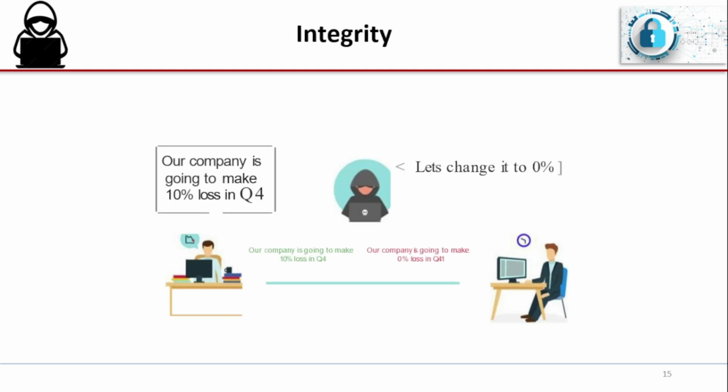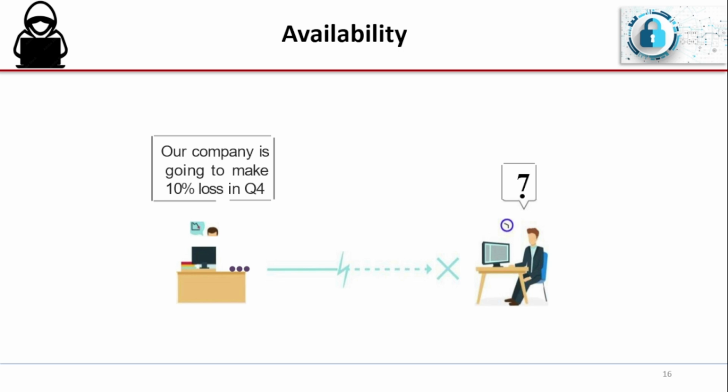Number two, integrity. If the hacker changes that data and converts it to 0% loss, obviously this is going to be havoc for the company, as miscommunication is happening. So that's why integrity is necessary. What if availability is compromised? The hacker disconnects both the client and the boss. So what then? Obviously it's a problem.